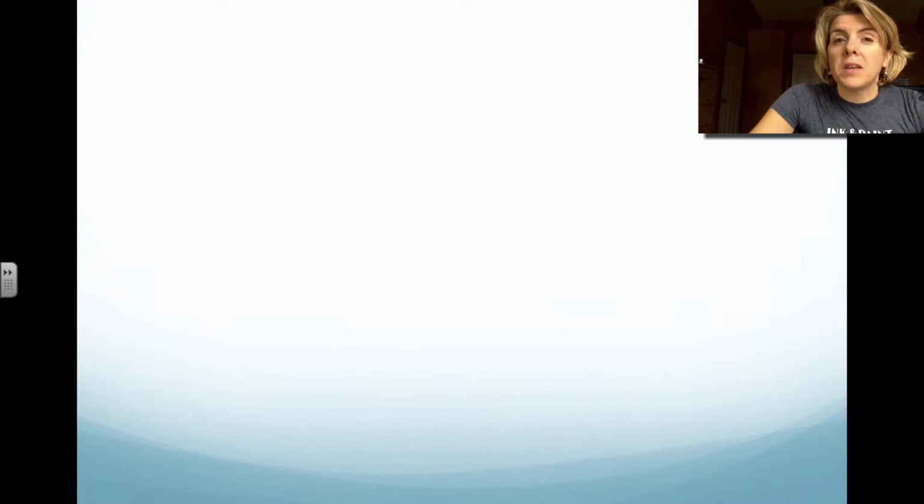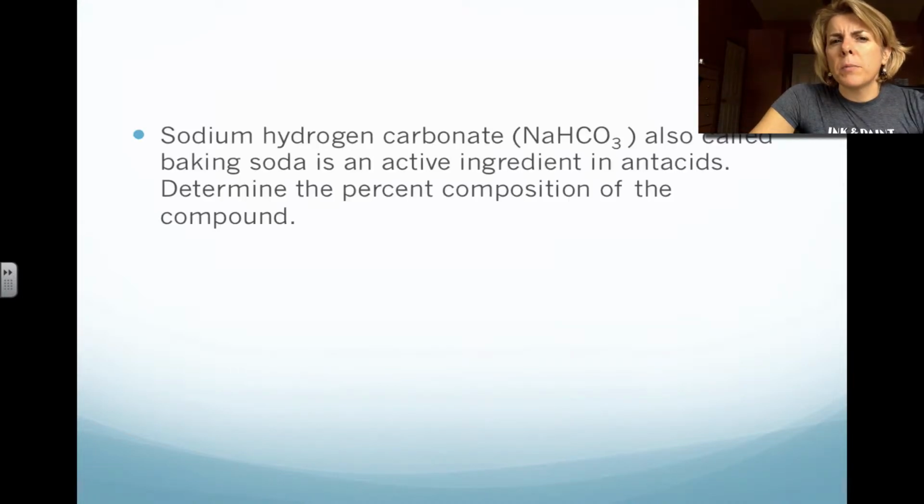This is part 3. So in the previous section, we were looking at molar mass and how to convert between moles and particles. Now we're going to use molar mass in a different way. This way you're probably a little bit familiar with. Here we have sodium hydrogen carbonate, and you've seen it in your pantry, the Arm & Hammer baking soda. They want percent composition of the compound.